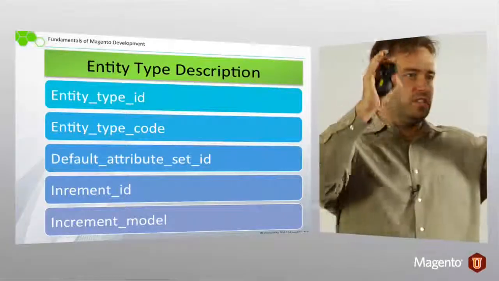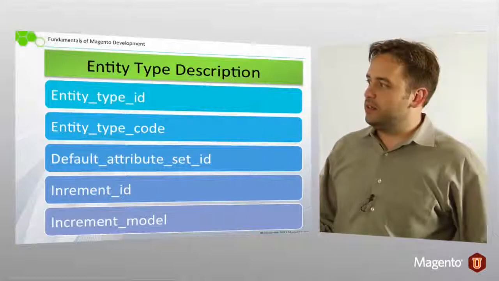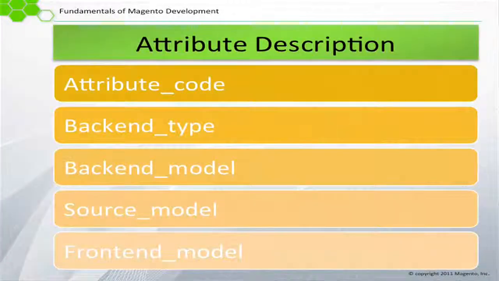So consider again we're dealing with entities and attributes, and this is obviously not a complete description of the table, but these are the important features of that table. Now we also have the attributes. So attribute code, backend type, backend model, source model, front-end model. These are important things that we'll actually be discussing here and using as we add attributes to entities.